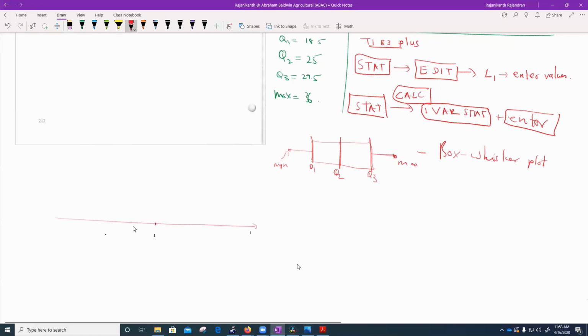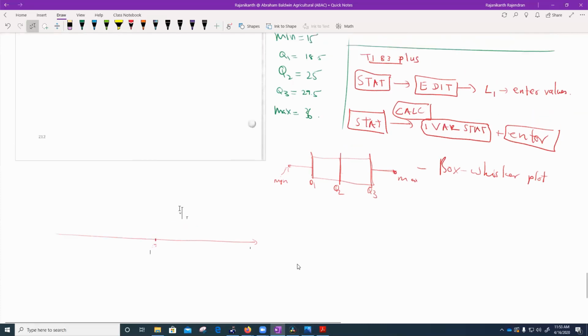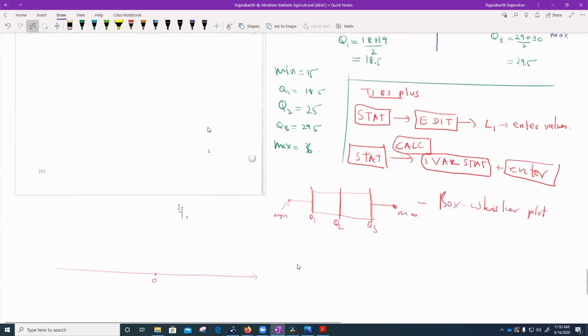So let me call this my 0 value. What are the values I got here? I got minimum is 15, right? So say 15 is somewhere here. Then I got, my scale is not good. Okay, doesn't matter. I'm just explaining. So the next one I got 18.5, then 25, right? So you have to write into the scale. So my scale is not correct, right? So make sure that you are making a correct scale.